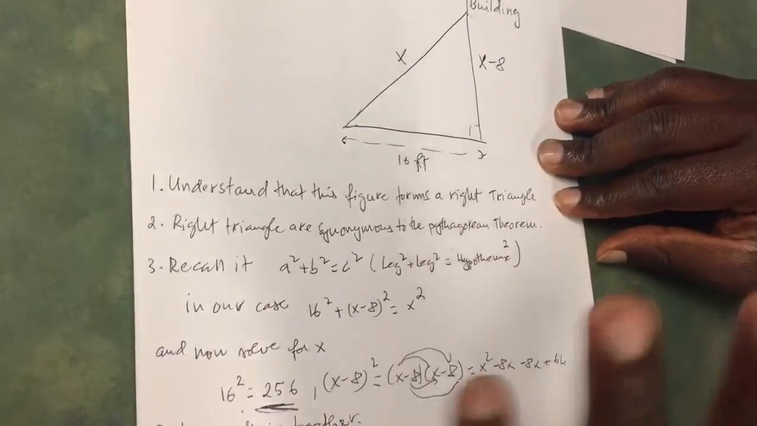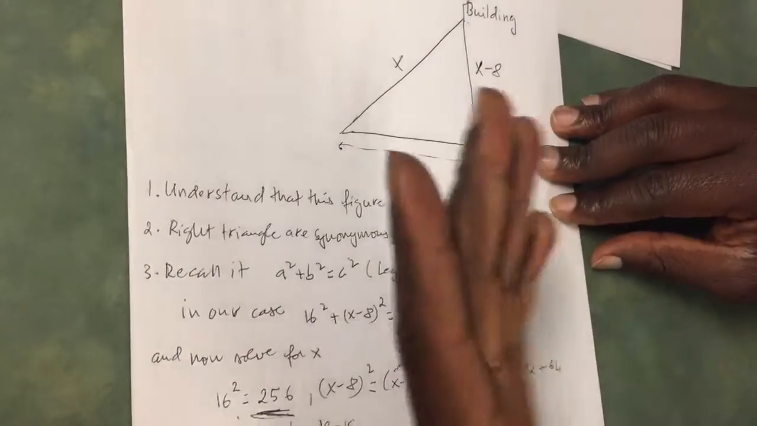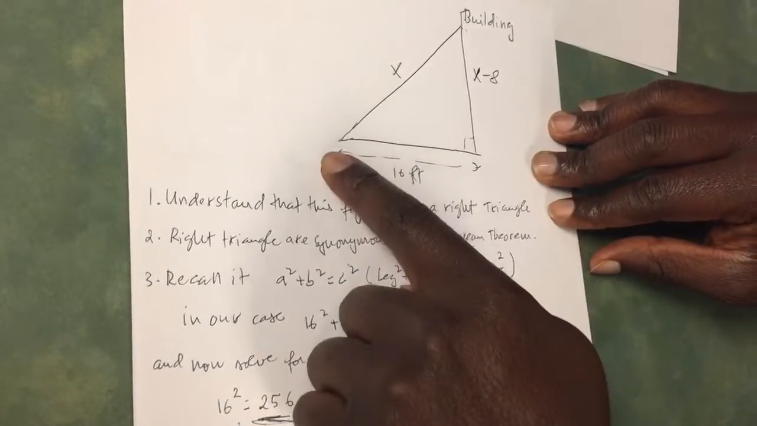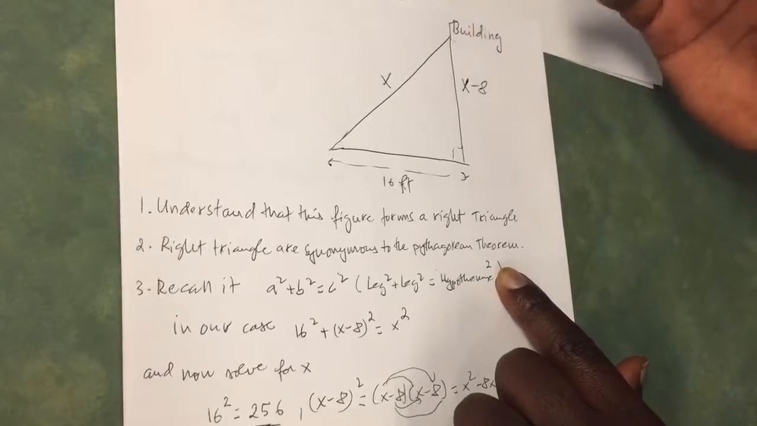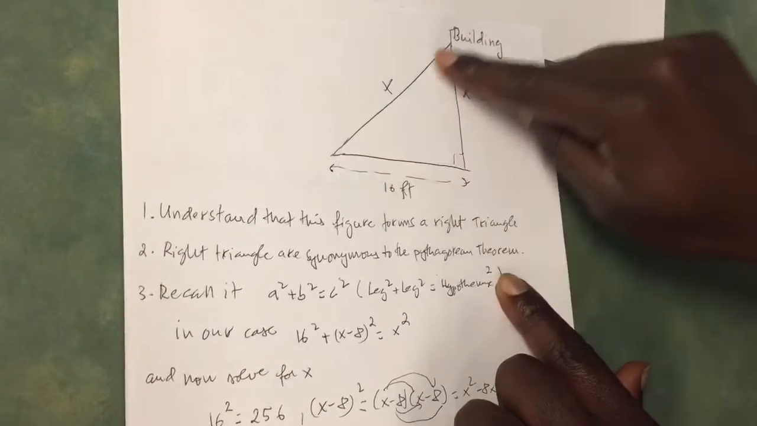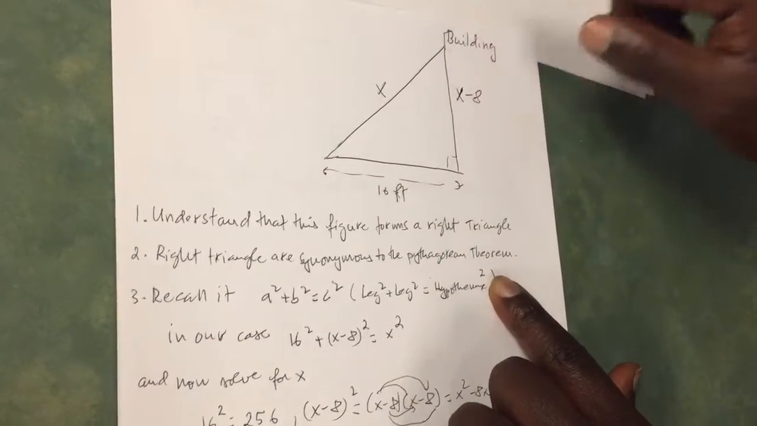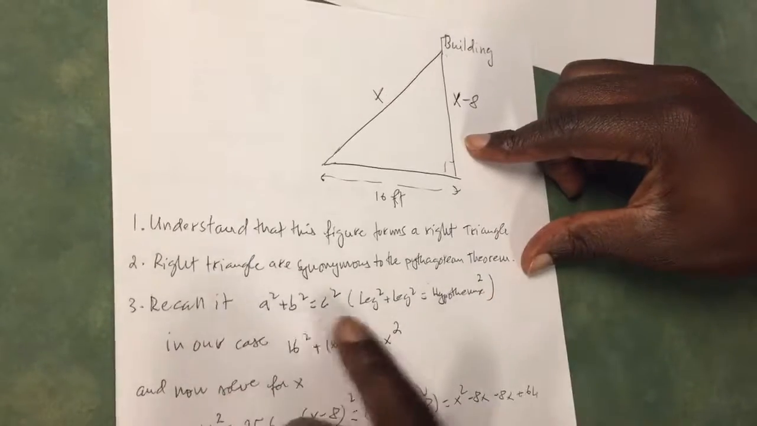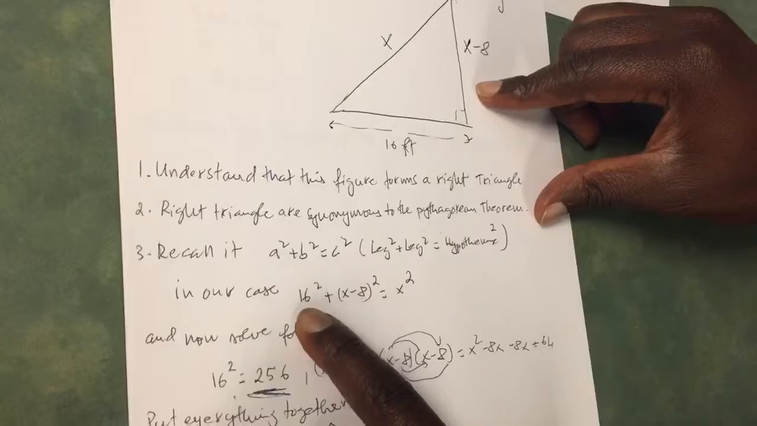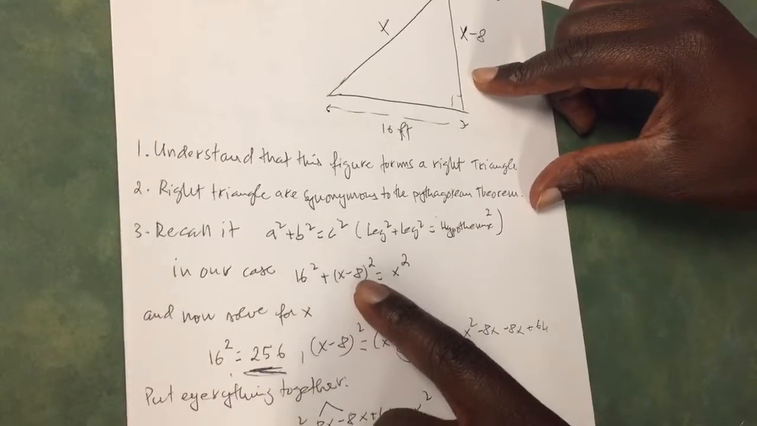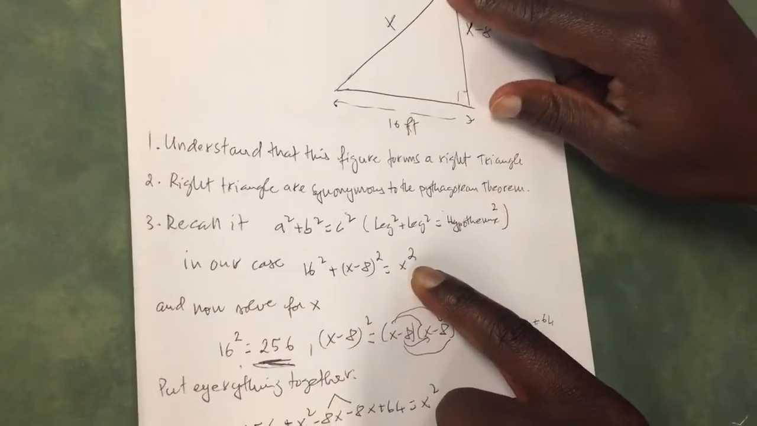People want to know. So a is one of the legs of the triangle, which is, in this case, 16 feet. b is the other leg, which is x minus 8. We don't know the length of it. And then x is the hypotenuse, which is the c squared. In this case, we don't know what it is. So we're going to set it up. a squared plus b squared is equal to c squared. So 16 squared plus (x minus 8) squared equals x squared, which is the hypotenuse.